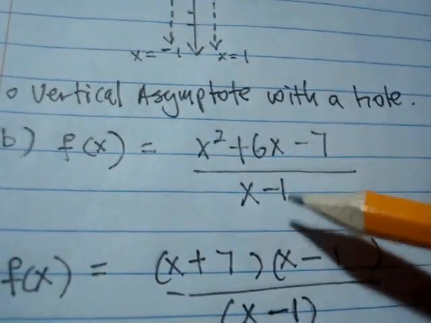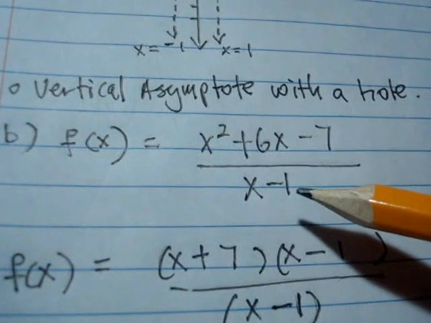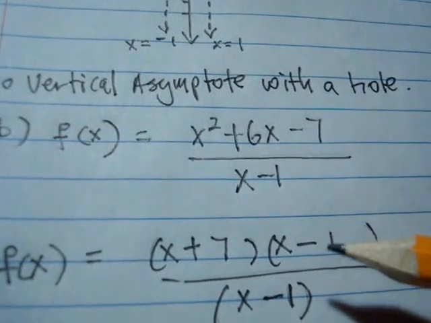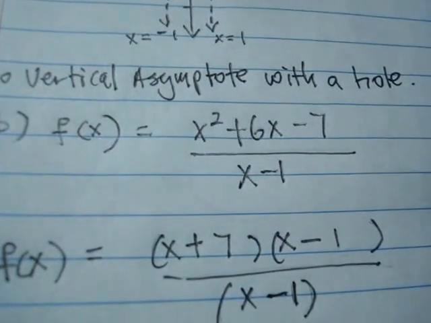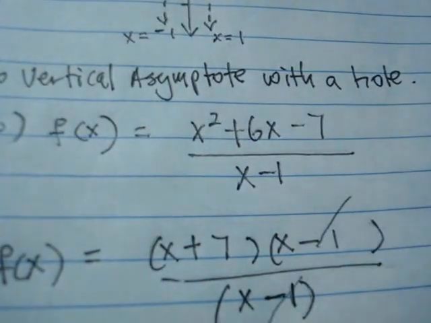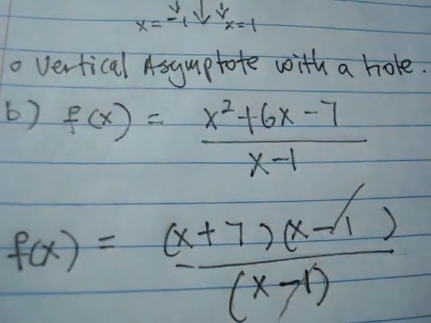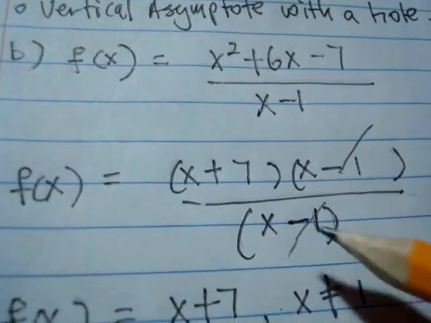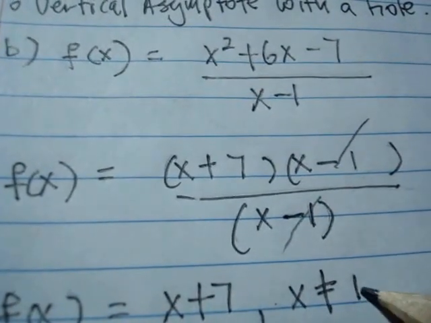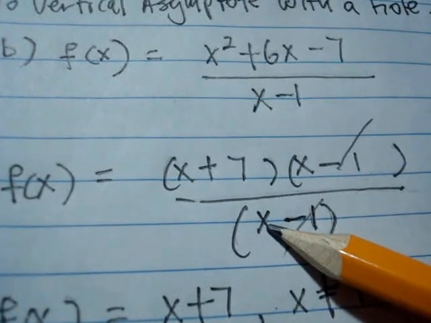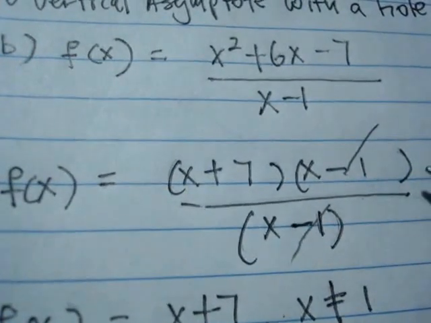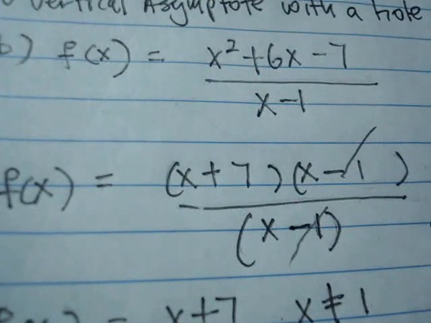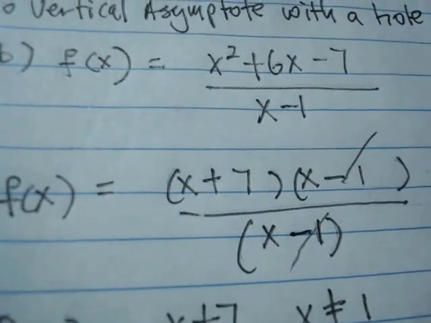Once you factor the numerator and the denominator, the next thing is to cancel according to the vertical asymptote guidelines. So this x minus 1 on the numerator and this x minus 1 on the denominator cancel, so you're left with x plus 7. Notice that you cannot have x equals 1, because if you put 1 into this x value right here, the denominator will become 0. Whenever you have a number on a numerator divided by a 0 on a denominator, it will be undefined.